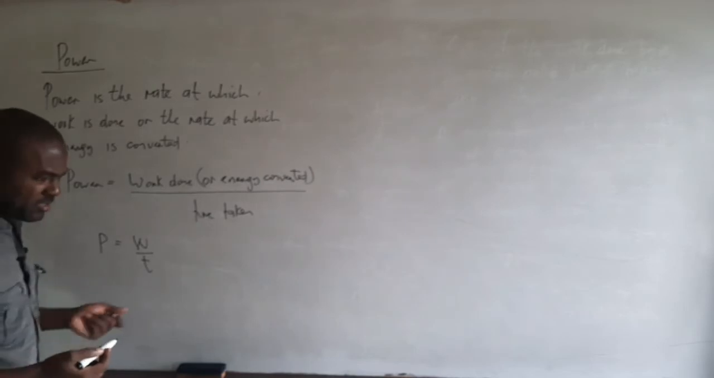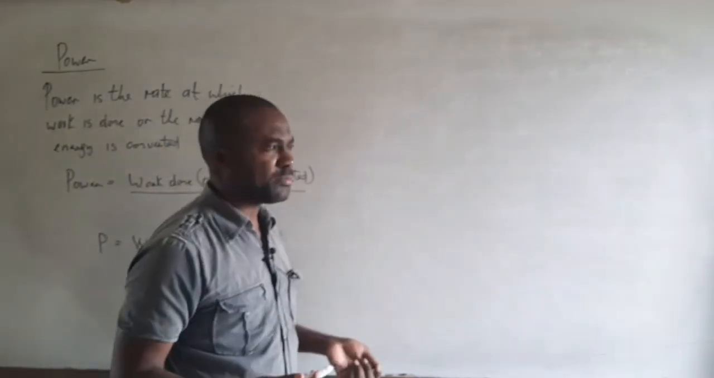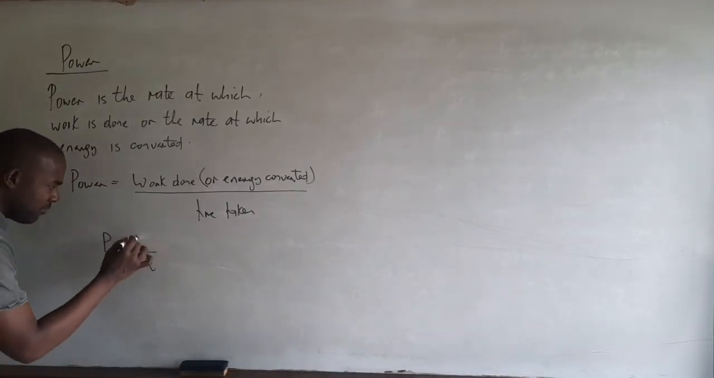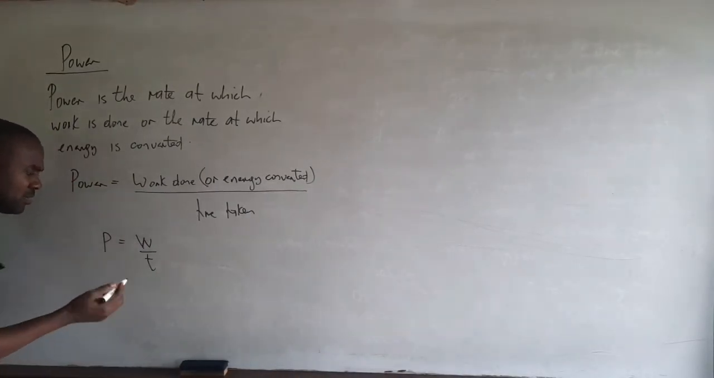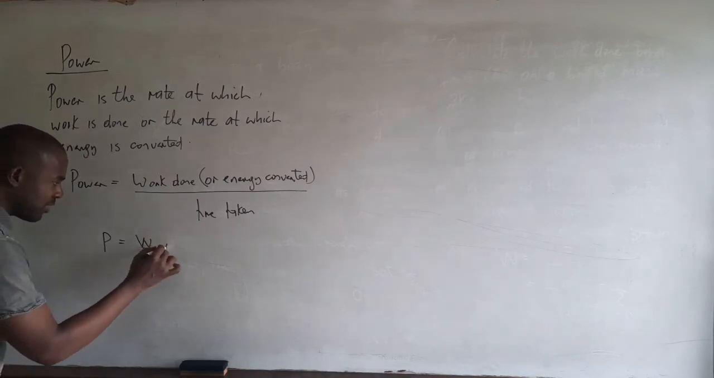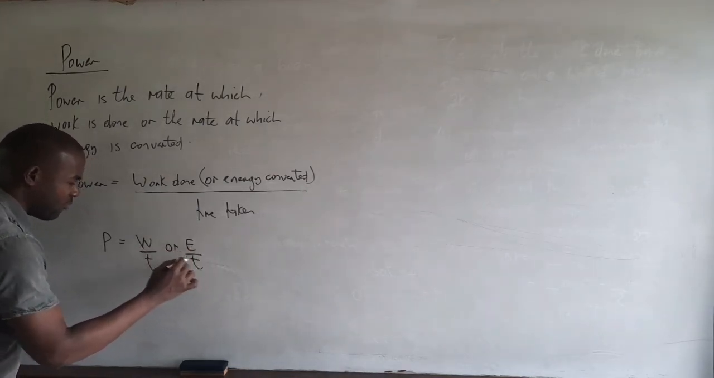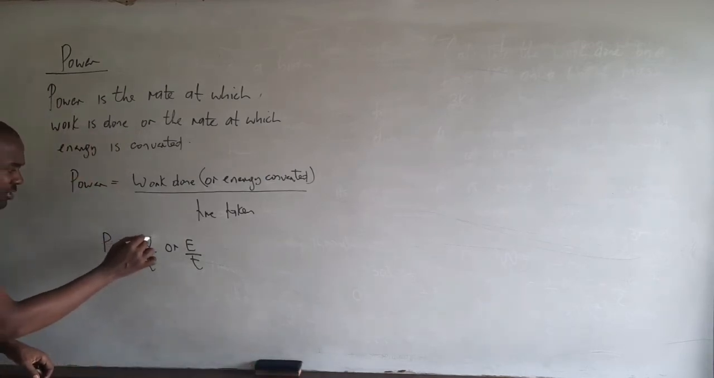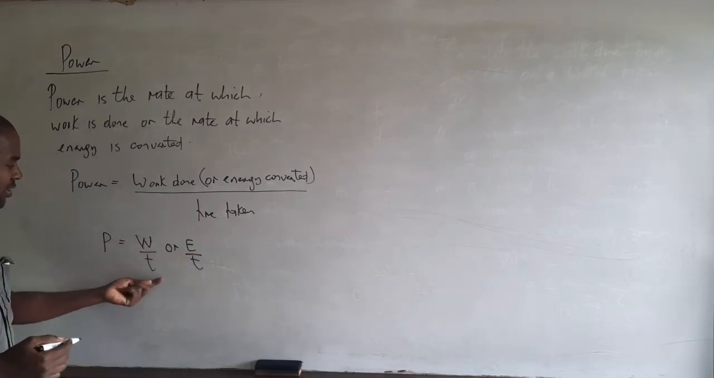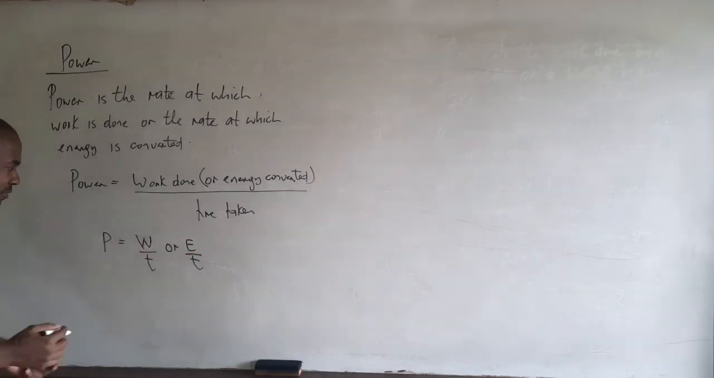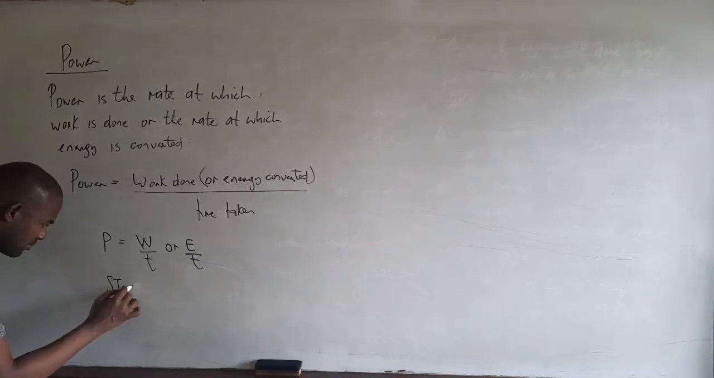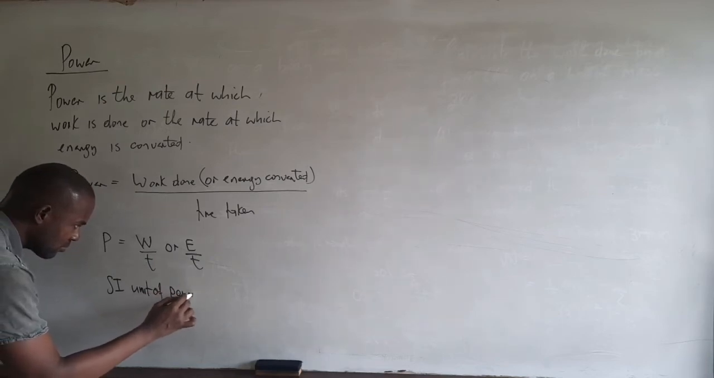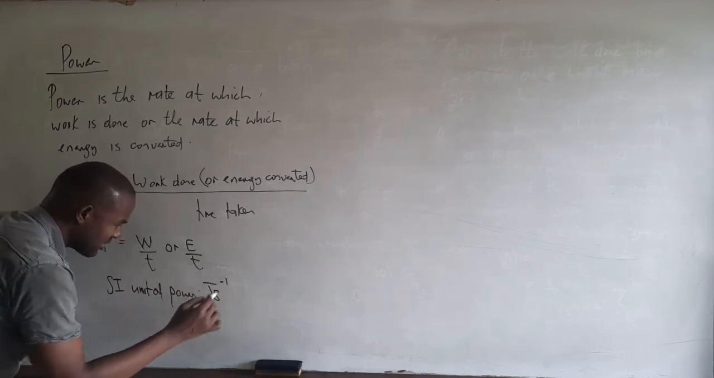Now many times the symbols for work and energy are used interchangeably, so sometimes you may see W for work, you may see W for energy as well, but of course in many cases you may see E for energy, so you could write energy converted, E, over time taken. Right? Now the SI unit for work and energy is the joule, and the SI unit for time is the second, and therefore it follows that the SI unit of power is the joule per second.